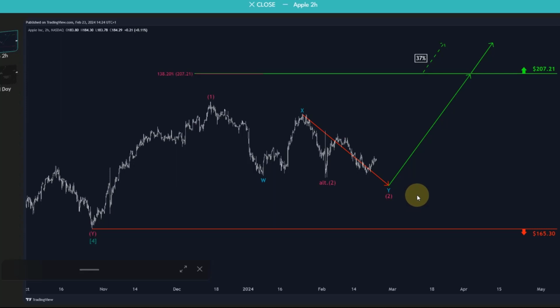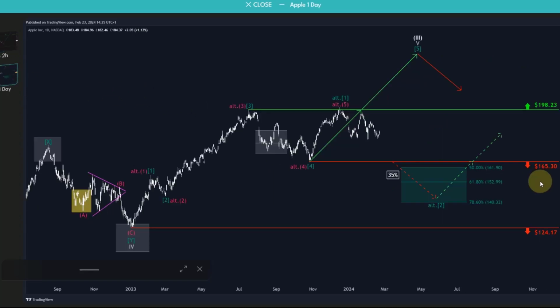To make this likely, or to further confirm that magenta wave 2 bottomed, we need to see a break above this X wave high, followed by a break above magenta wave 1, and then we should be able to confirm that the third wave in magenta is actually unfolding to $207.21 plus.